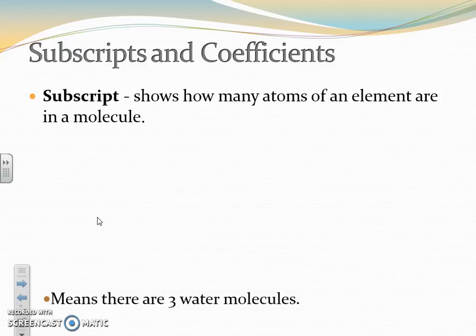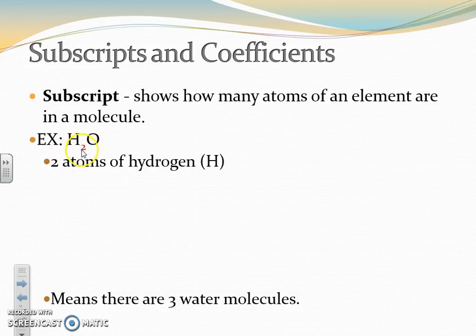All right, things you need to know. Subscripts. This shows how many atoms of an element are in a molecule. So a subscript is a little number that tells us we have 2 hydrogens. There's no subscript here on oxygen, so we assume that subscript is 1. We don't write it though, because again, chemists are lazy.